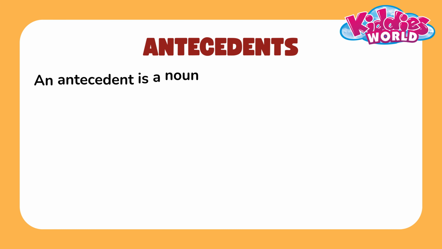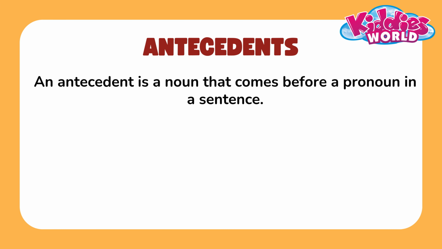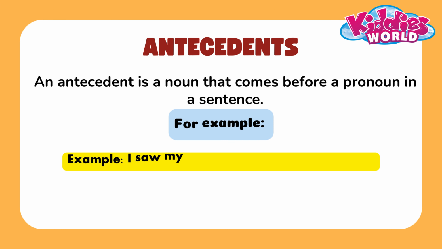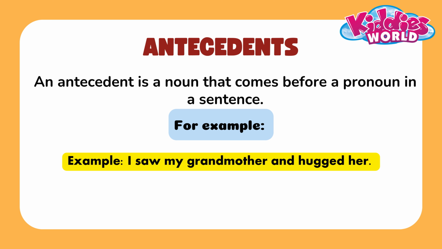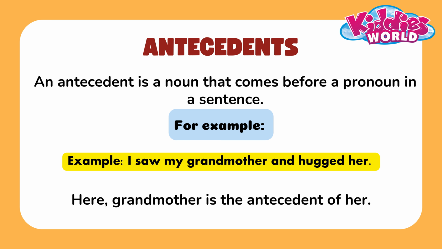Antecedents. An antecedent is a noun that comes before a pronoun in a sentence. Example, I saw my grandmother and hugged her. Here, grandmother is the antecedent of her.